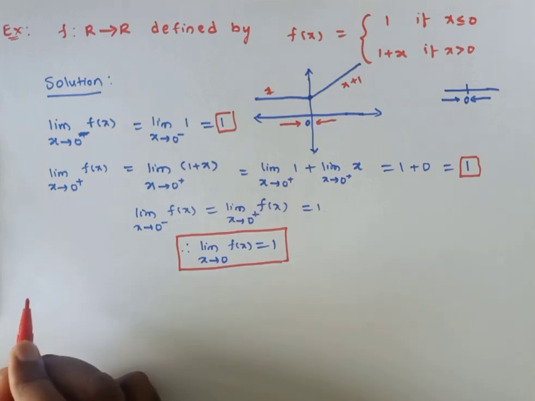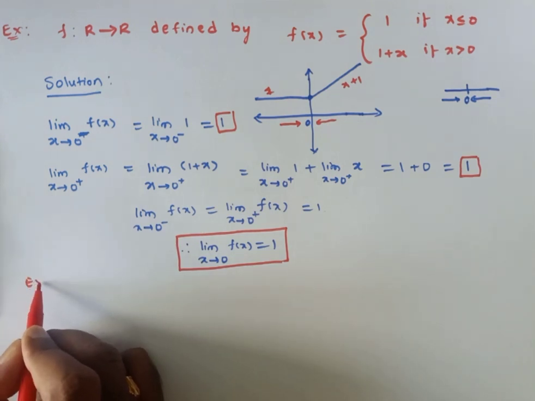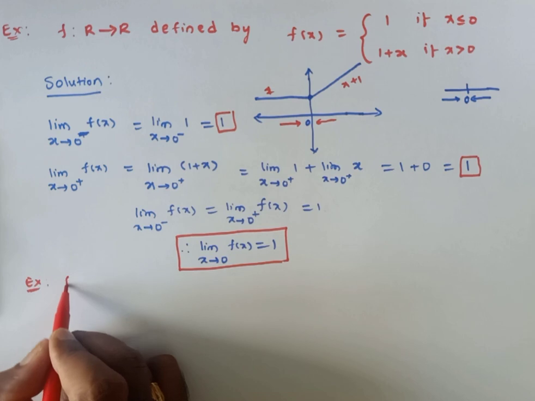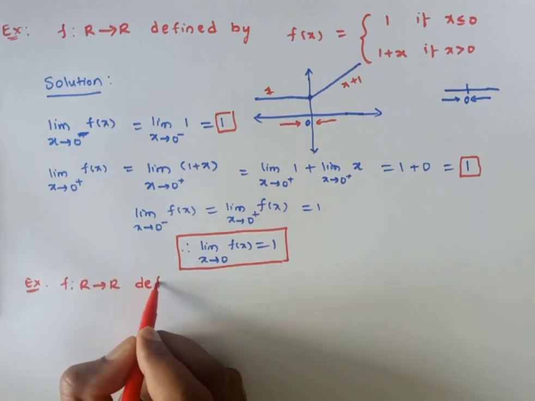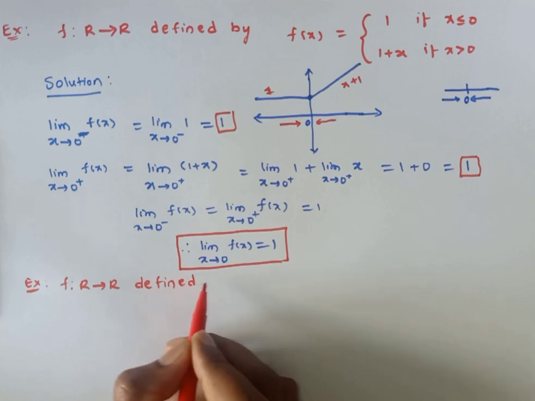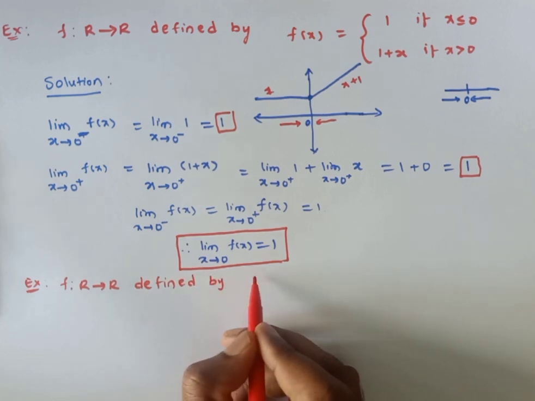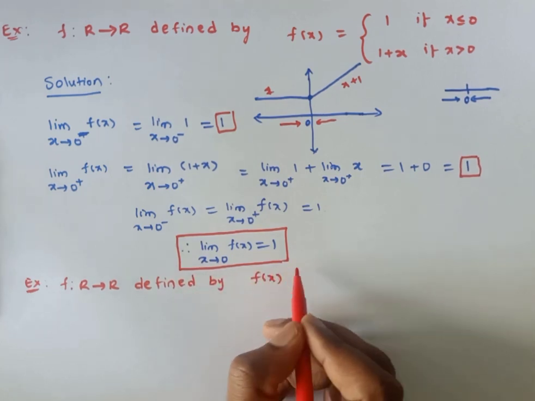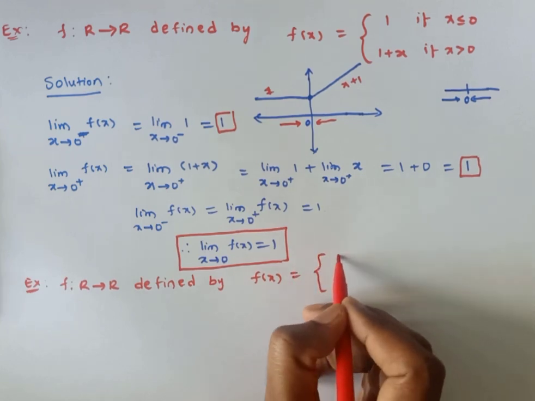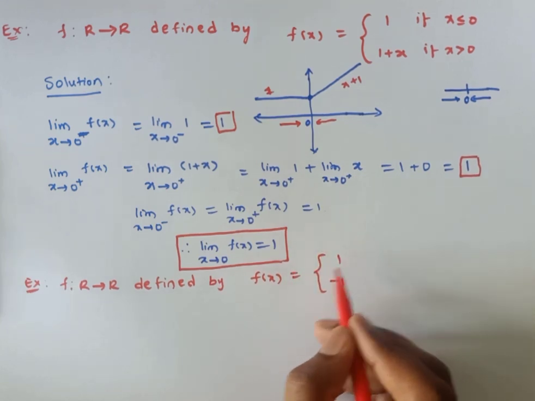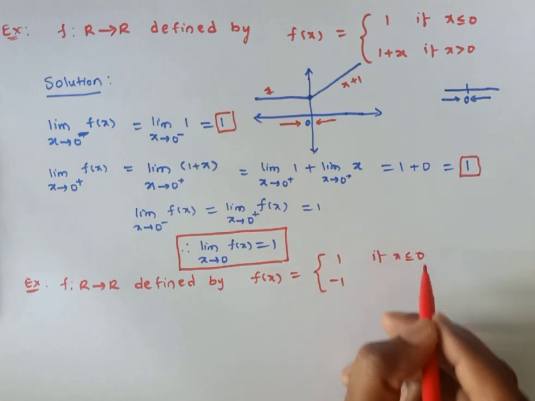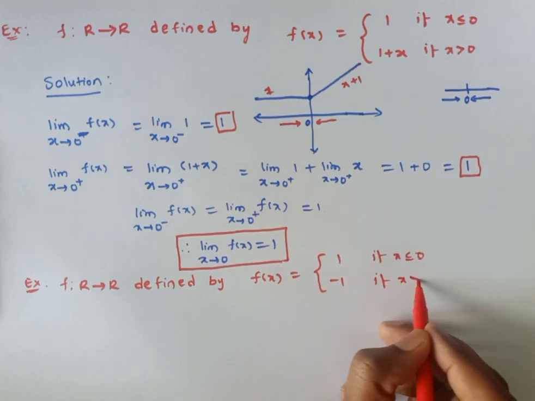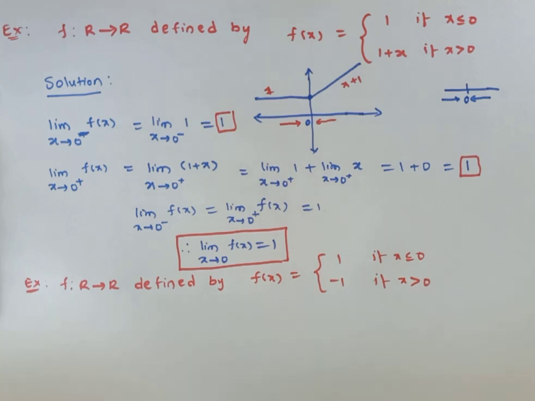Okay, let us consider one more example. So consider a function f from R to R which is defined by, again, a piecewise defined function, with values 1 and minus 1. So here f of x is 1 when x is less than or equal to 0, and it is minus 1 when x is greater than 0. So consider this problem.